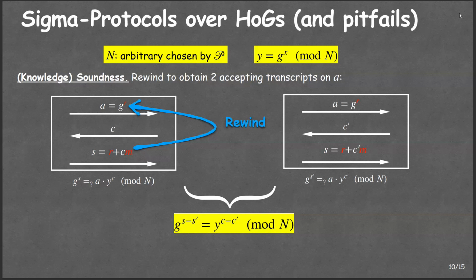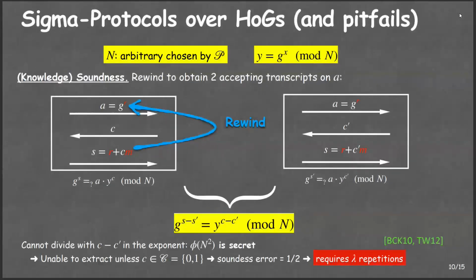We want to have something of the form G to something equals Y. We only need to get rid of this C minus C prime. Normally, we would exponentiate with the inverse of C minus C prime. However, this is something that we cannot do in groups of unknown order. The intuition is that computationally in the exponent we are working over the integers, so with high probability C minus C prime does not have a multiplicative inverse. So the only way to make the protocol sound, to be able to extract a witness, is to set the challenge space to be {0, 1}, which has inherently a soundness error of 1/2. That's why we require the lambda repetitions.